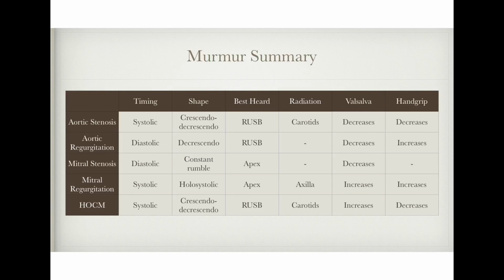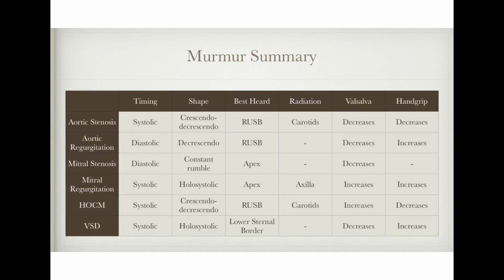In contrast, squatting would increase the left ventricular preload, stretch out the ventricle, and essentially push the bulging septum away from the left ventricular outflow tract, reducing the murmur. Finally, we have the murmur of a ventricular septal defect. This is also a holosystolic murmur, but best heard at the left lower sternal border without radiation.